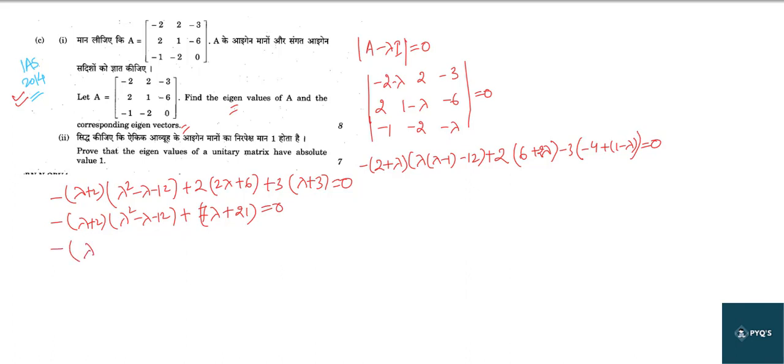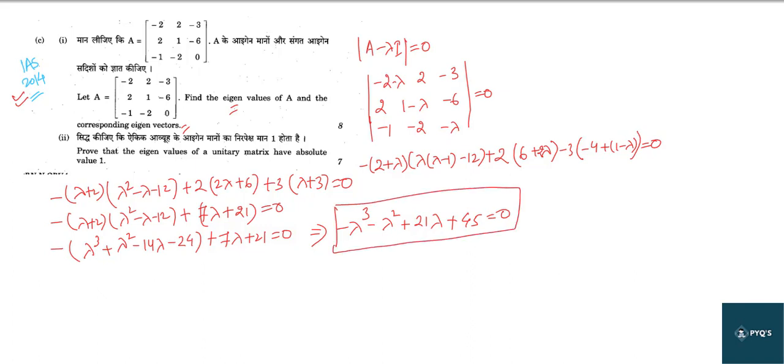Now to expand this, I have minus lambda cube and minus lambda square plus 2 lambda square, that is plus lambda square, minus 14 lambda minus 24 plus 7 lambda plus 21 equals to 0. Now adjusting these values, I'll get lambda cube minus lambda square minus 21 lambda minus 45 equals 0. You can directly use a calculator here, a calculator is allowed. So I'll get lambda equals to minus 3, minus 3, and one value of lambda will be 5. So these are the required eigenvalues of the given matrix.